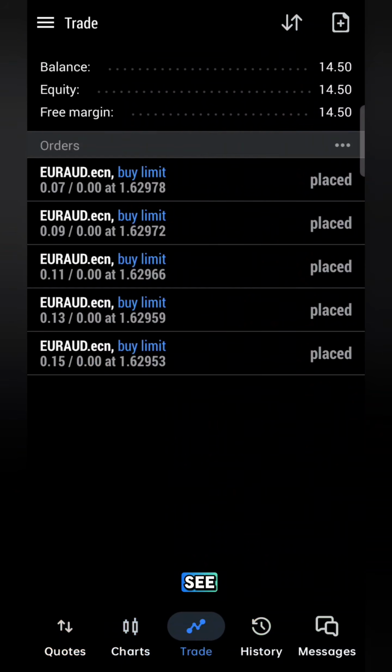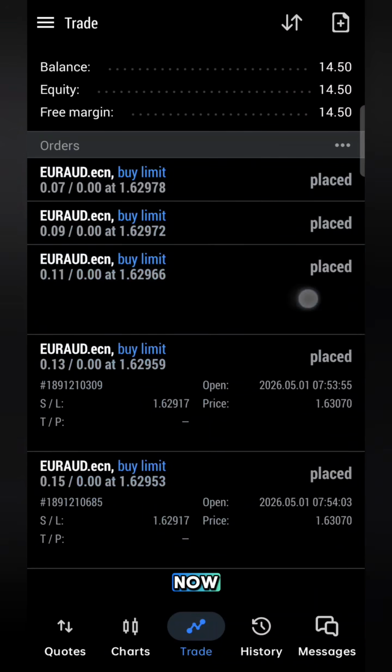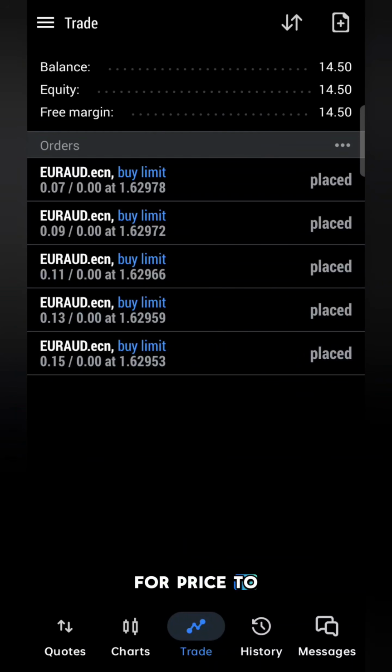Guys, as you can see, my pending limit orders remain unfilled at the moment. Now we wait patiently for price to deliver into our zone and validate the setup. Just remember, no entry is also a position if price doesn't reach your zone.